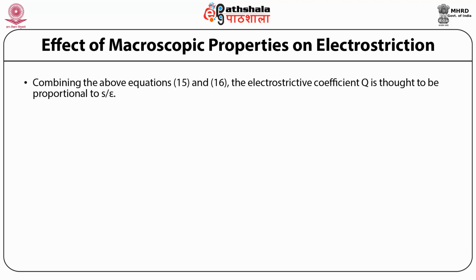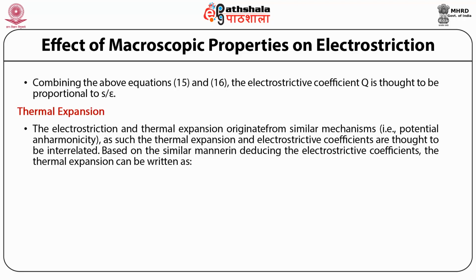Now the next property is the thermal expansion. The electrostriction and thermal expansion originate from similar mechanisms, that is potential anharmonicity. As such, the thermal expansion and electrostrictive coefficients are thought to be interrelated.